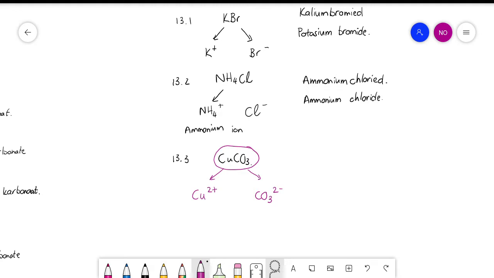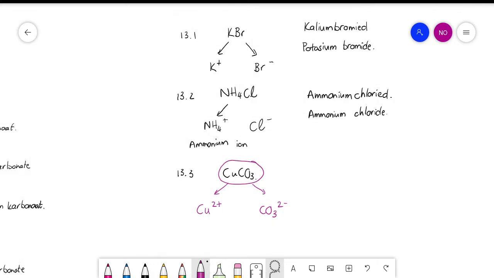+2. Oh! Do you agree? How do I know that? Because I studied that the carbonate ion has a -2 charge. And for this whole thing to add up to 0, that means that this copper had to carry a 2+ charge. So the name of this isn't copper carbonate, it's copper(II) carbonate.